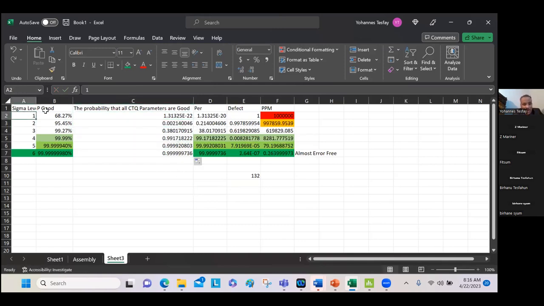If your process is at 1 sigma, you can't produce any part without a problem, and that is a risk. If your process is at 2 sigma, almost half a million parts have problems. What about 4 sigma? Almost 8000. At 5 sigma, 79 parts. At 6 sigma, you are still error free.